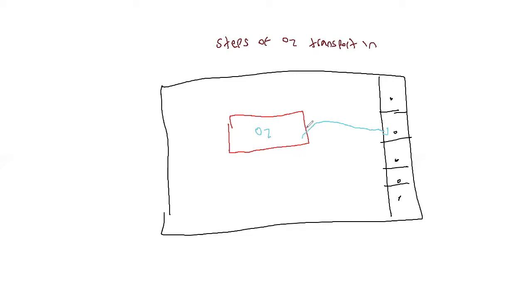So the steps of O2 transport: oxygen is going to be on the red blood cell, the erythrocyte, as it's properly called. As it gets near the deoxygenated cells, oxygen is going to disassociate from hemoglobin. And what's going to happen is that HbO2 is going to become Hb plus O2, and the oxygen is going to go into the cells.